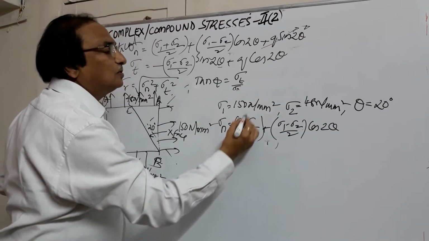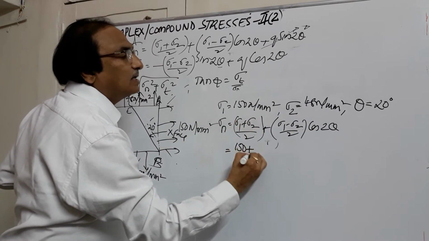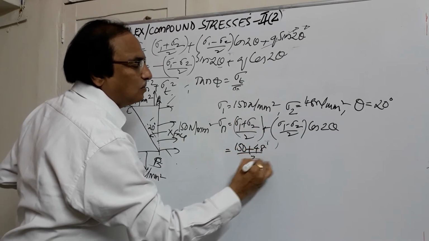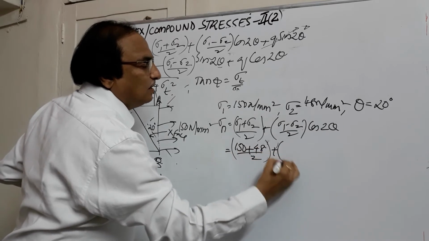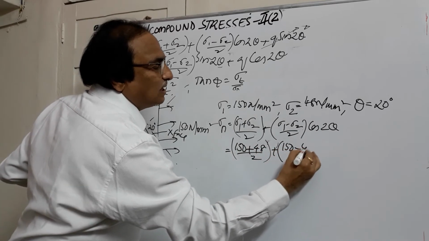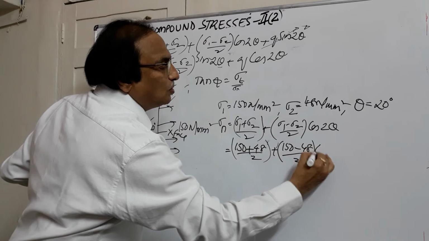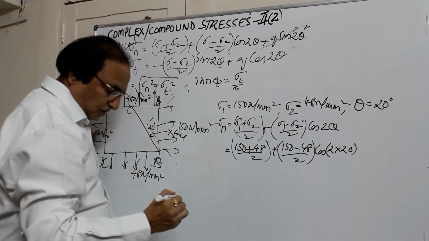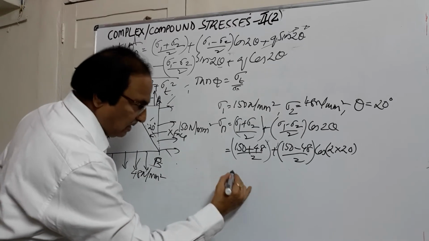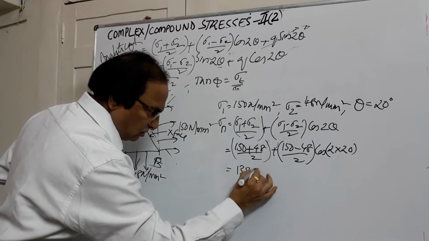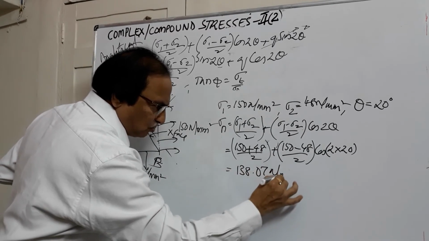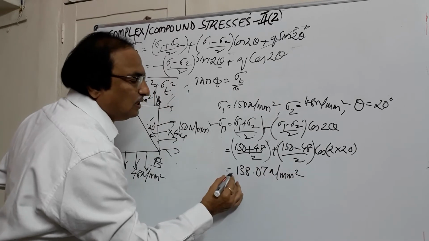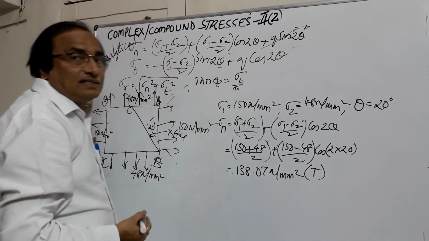So if I substitute the values, 150 plus 48 divided by 2 plus 150 minus 48 divided by 2 into cos of 2 into theta, where theta is 20. If you simplify this, you get the value as 138.07 Newton per mm square. It is positive in nature, so it is tensile in nature.